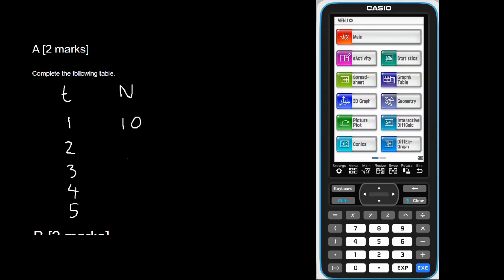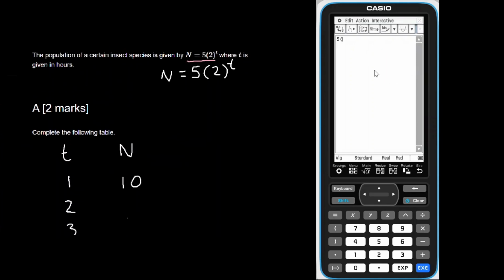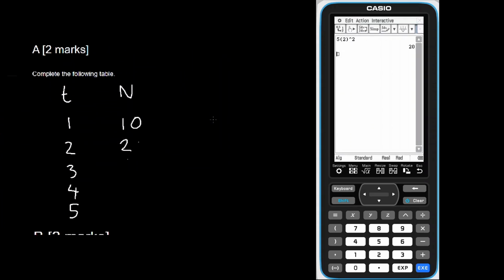Now this is a calculator assumed question, so literally just grab out your calculator, put it into main, put 2 and then to the power of 2, and that'll give you your next result, 20. All right, now let's change that to the power of 3. 40. To the power of 4, 80, and to the power of 5, 160.